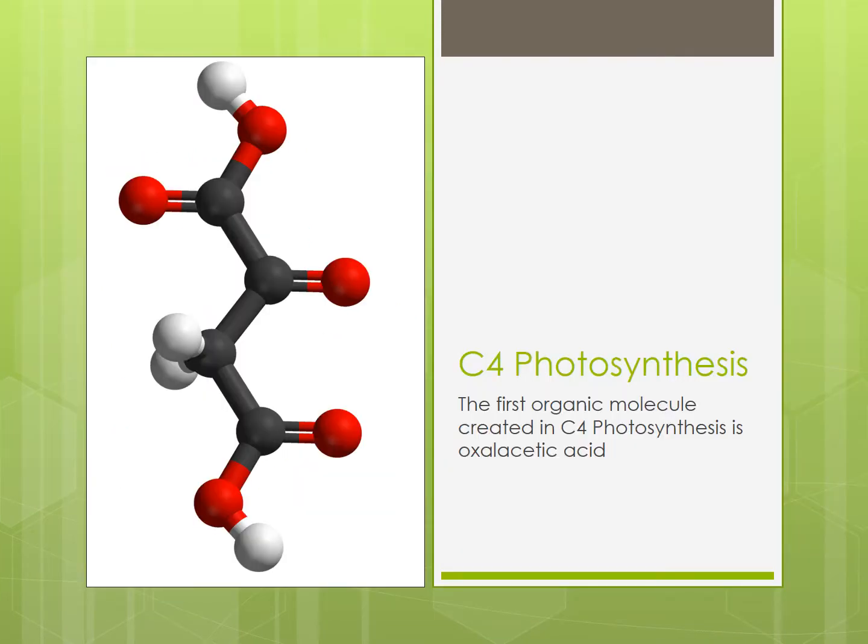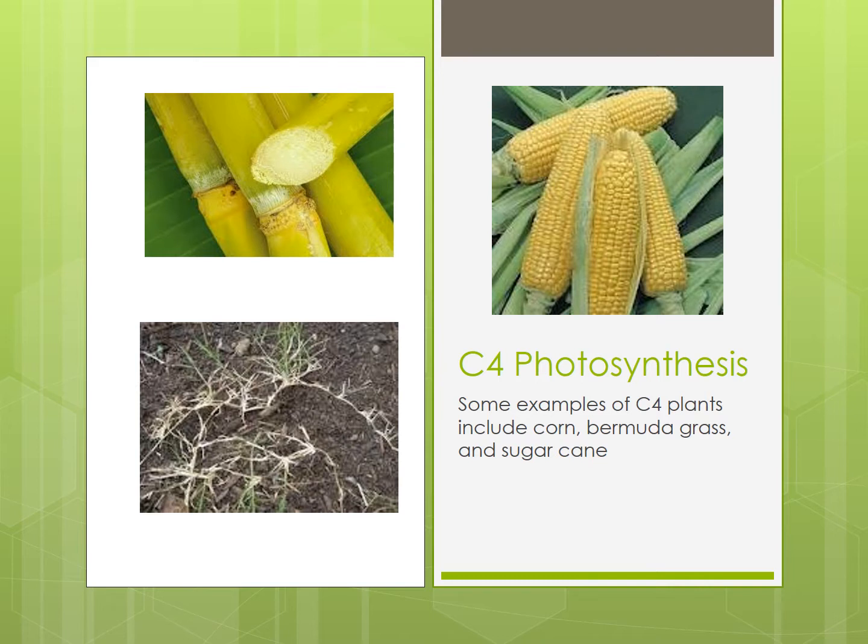Now, C4 photosynthesis helps you avoid these problems. Instead of using a 3-carbon molecule, it's got this 4-carbon molecule. Not terribly important, but it tells you why it's called C4. Examples of this are corn, Bermuda grass, sugarcane.